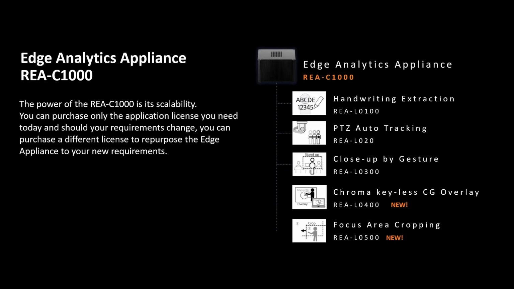track the individual along a fixed field of view, close-up by gesture, which requires an audience-facing PTZ camera to actually capture the responses of an individual that stands up or raises their hand, chroma keyless CG overlay, which changes out your background digitally without the need of a green screen or any additional lighting. And of course, focus area cropping, we'll be doing a live demo of this, but basically focus area cropping allows you to take a whole angle of interest and create a 1080 cutout on a secondary display.